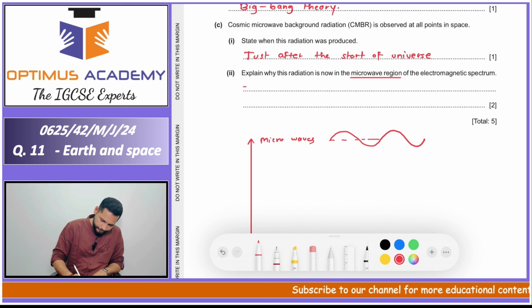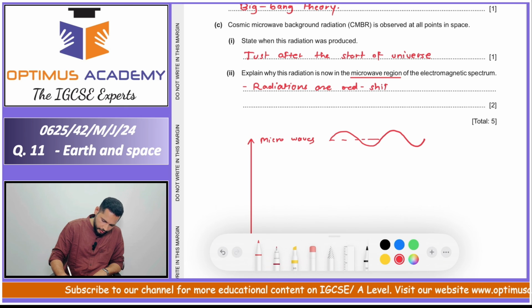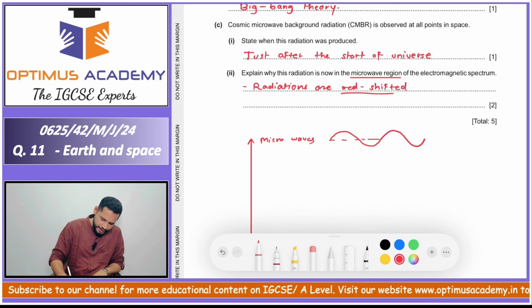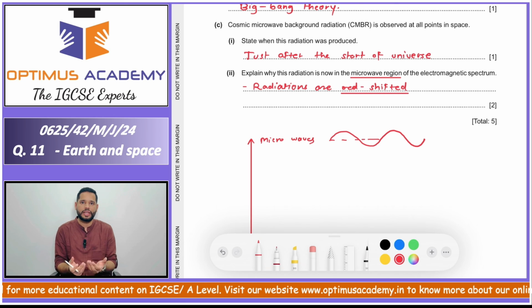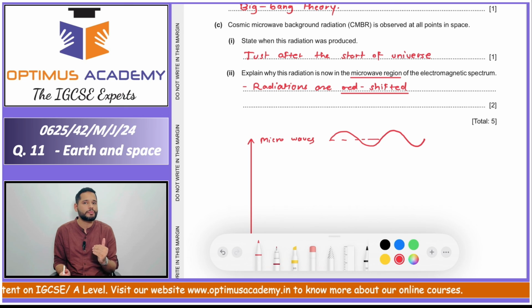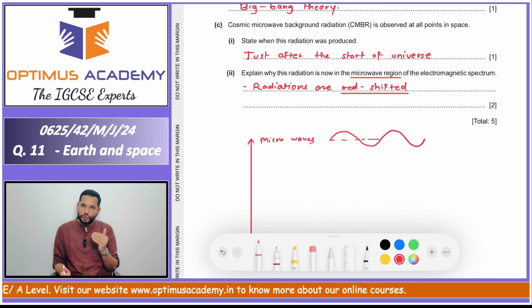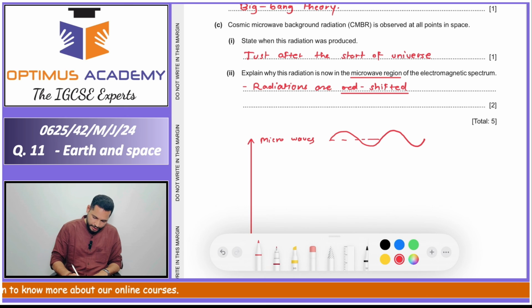It's because the radiations are redshifted. What is redshifted? It means as they move away, the wavelength coming from them increases and it moves towards the red part of the visible spectrum. Now eventually from the visible spectrum it is going to get into infrared, and then from there it is going to get into microwave region. So the radiations are redshifted.